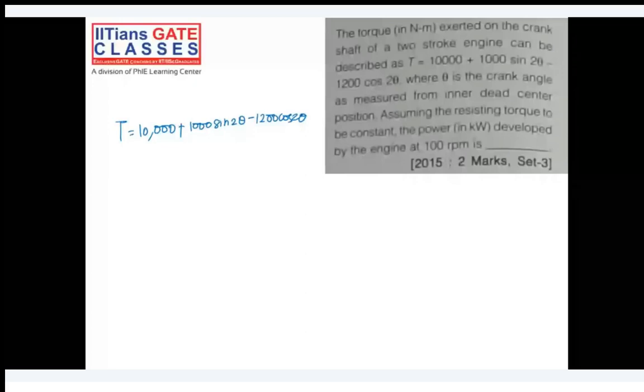So they are asking you to calculate the power. What is the power-torque relationship? P is equal to 2 pi N T by 60, torque. Okay. Solve this question.